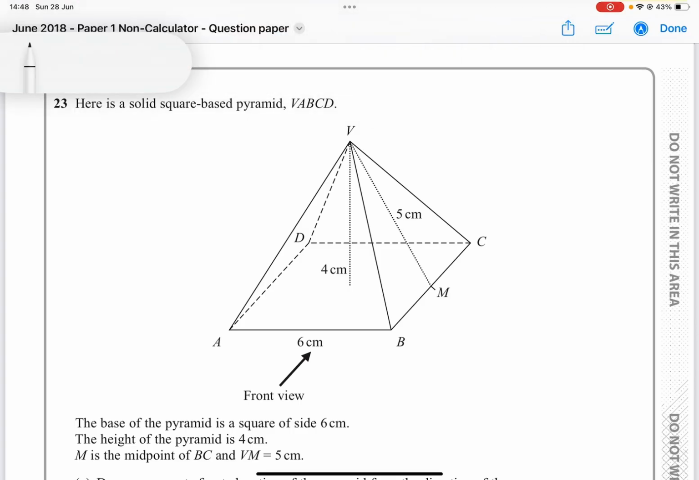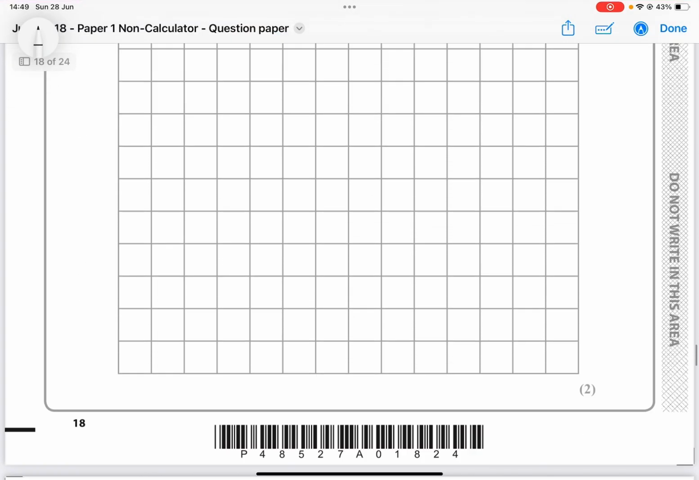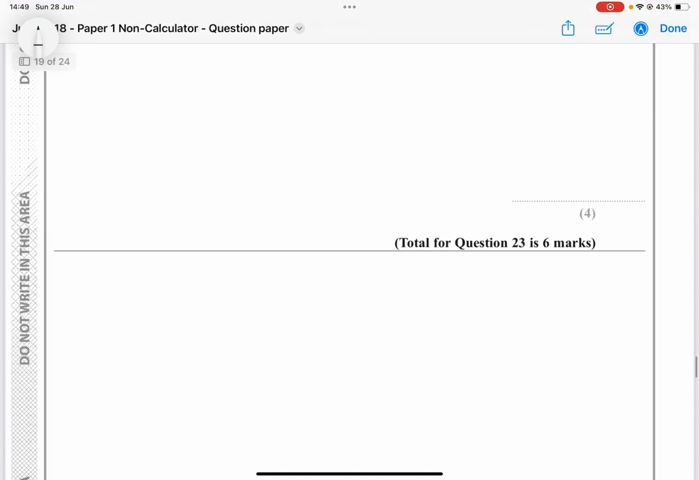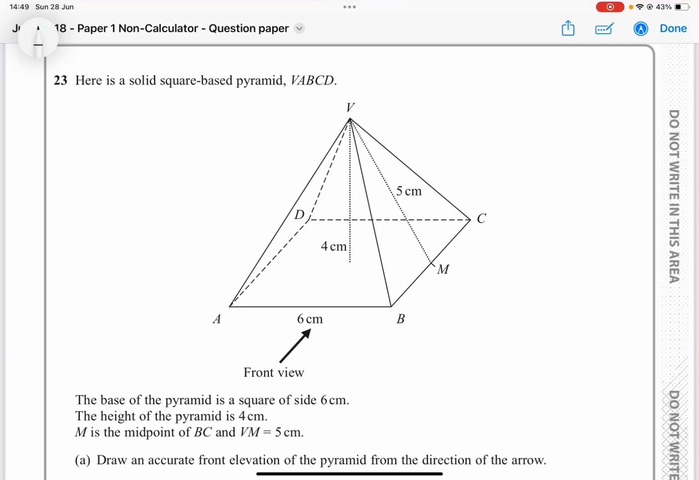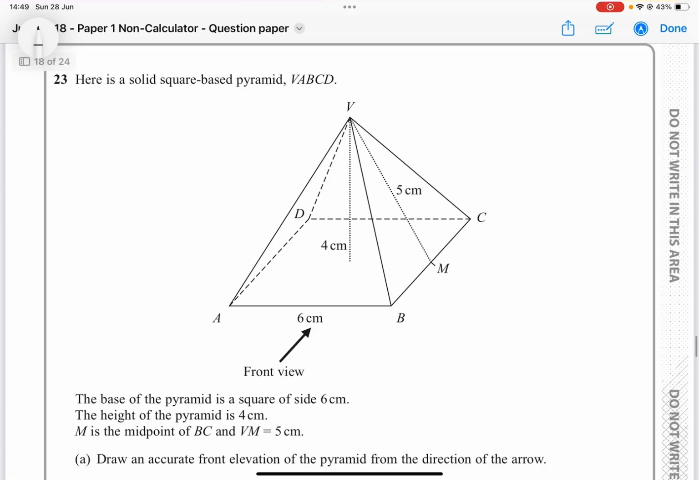On to question 23. This looks a bit of a hectic question. 2 marks and then 4 marks. Over here, it says here is a solid square-based pyramid, VABCD. The base of the pyramid is a square of sides 6 centimeters. The height of the pyramid is 4 centimeters. M is the midpoint of BC, and VM equals 5 centimeters. Draw an accurate front elevation of the pyramid from the direction of the arrow.